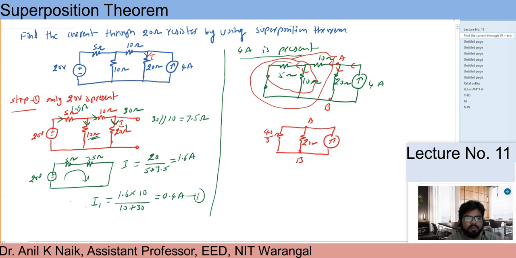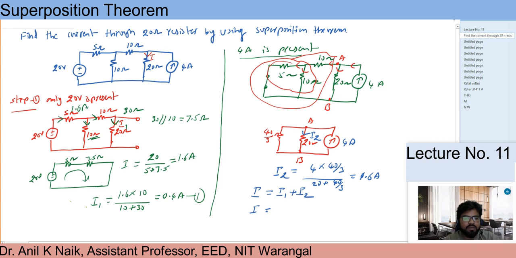Now I want to find the current here. I can take I2 as the current in this 20 ohm resistance. Apply the current division technique. I can write 4 into 40 by 3, divided by 20 plus 40 by 3. If you do this, you are going to get 1.6 amperes. Now I want to find the total current. I is nothing but the algebraic sum of the responses due to the individual sources acting alone, I1 plus I2.